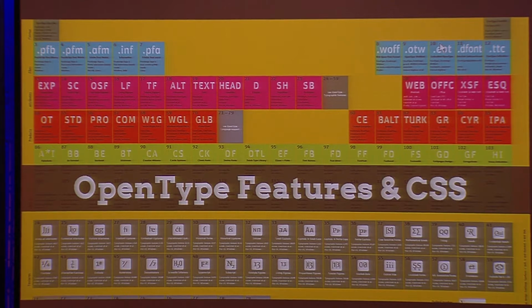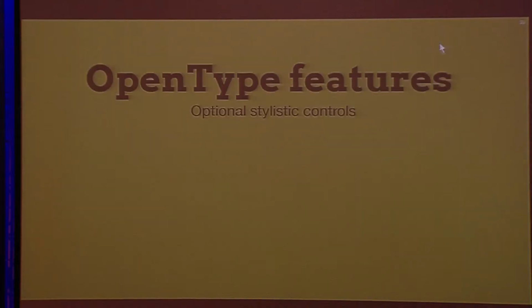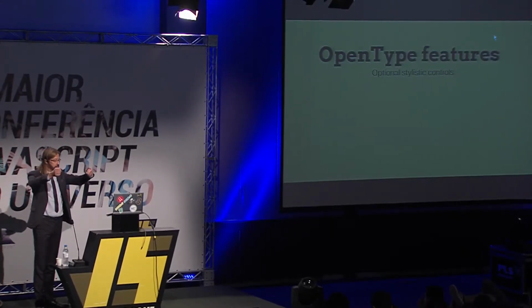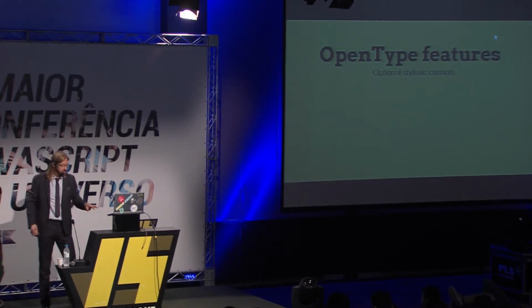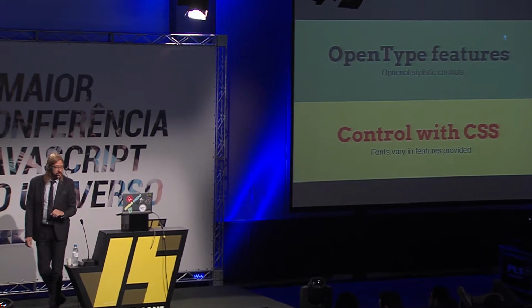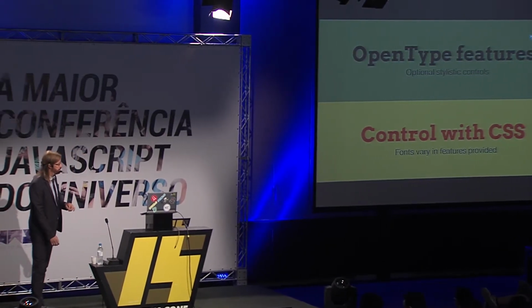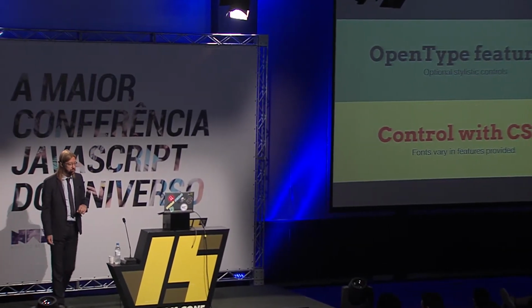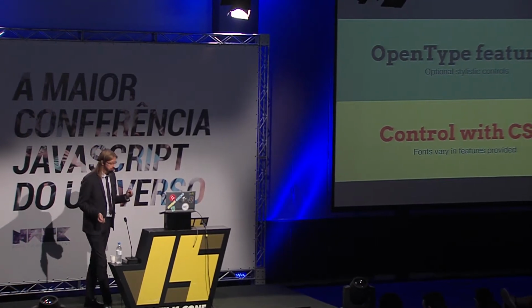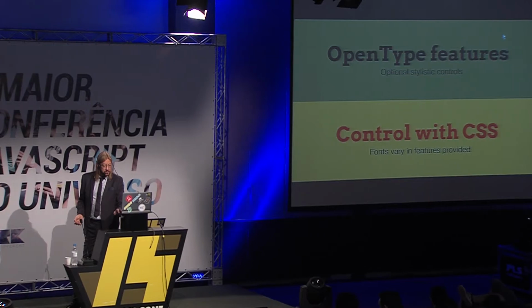Now, that's the basics over. We can go on to OpenType features. So OpenType features are optional stylistic controls. They're sort of knobs that you can use to control what a font does beyond its basic performance. And of course, you want to control them with CSS. Helen showed how to do them in InDesign, which is fine if you're producing a print document that you have printed out, but not super useful on the web. So you want to control it with CSS.